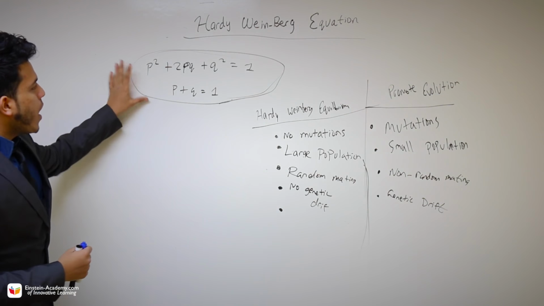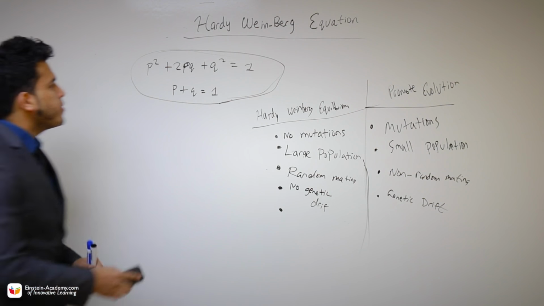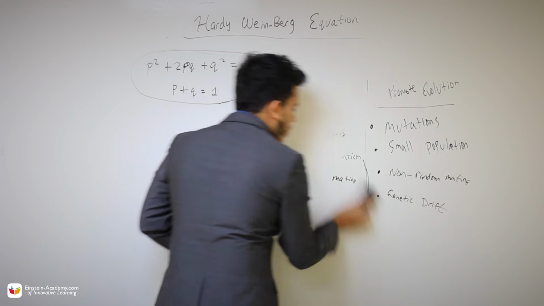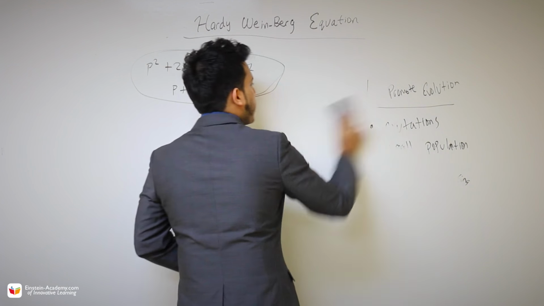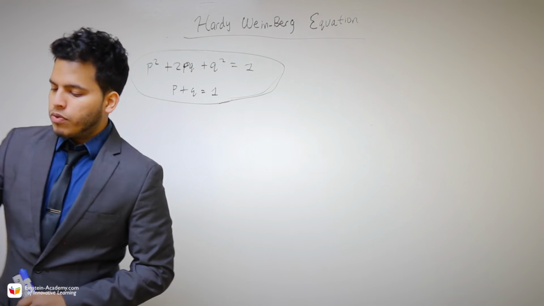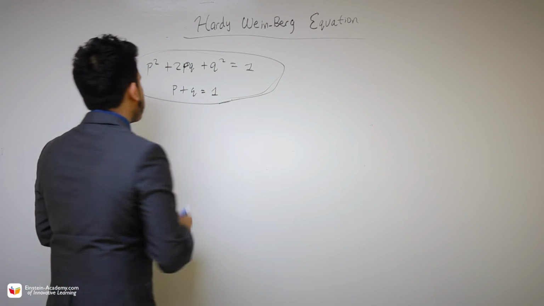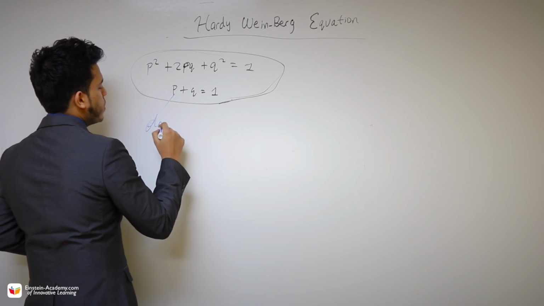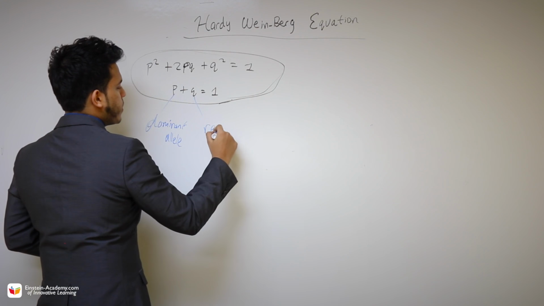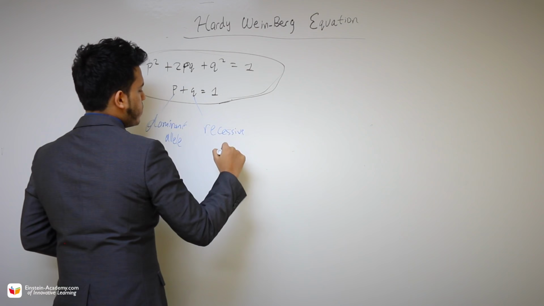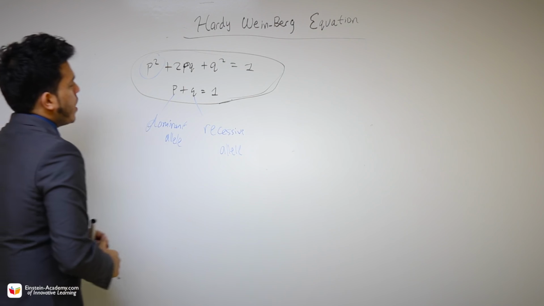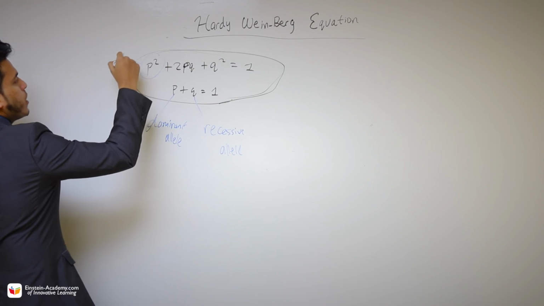And now we can finally go ahead and talk about this equation. p squared plus 2pq plus q squared is equal to 1, and p plus q is equal to 1. You need to understand what defines what. So the p represents the dominant allele, the q represents the recessive allele. Write this down. This represents the dominant allele. This represents a recessive allele. And this represents, I'm not going to write this down because, well, I'll make a shortcut.